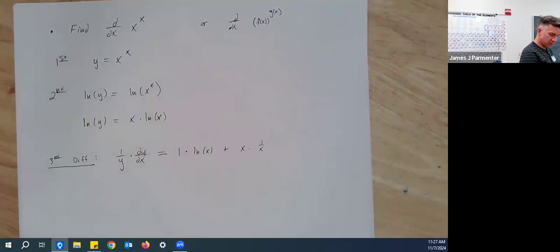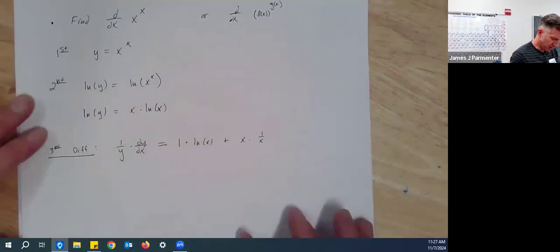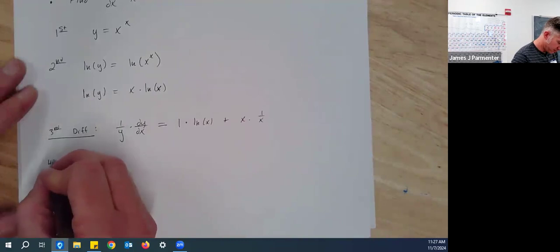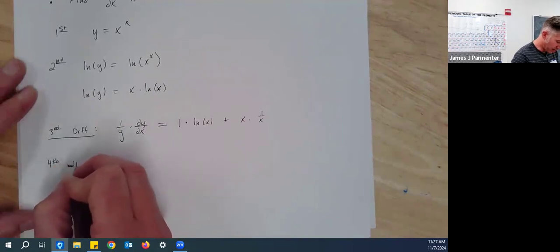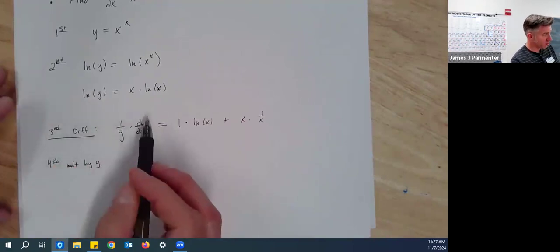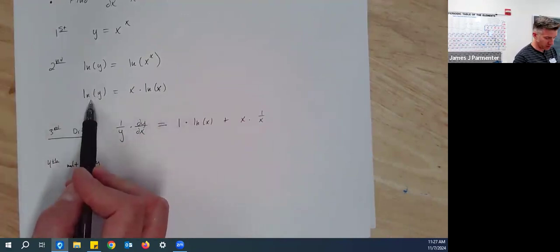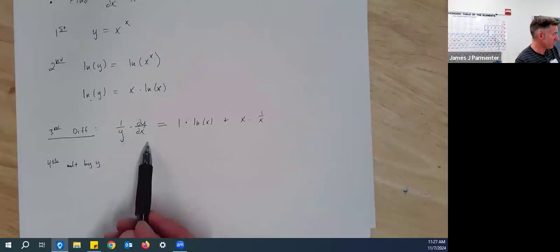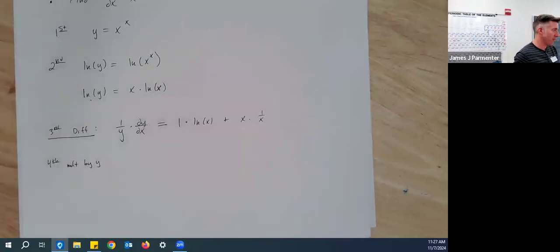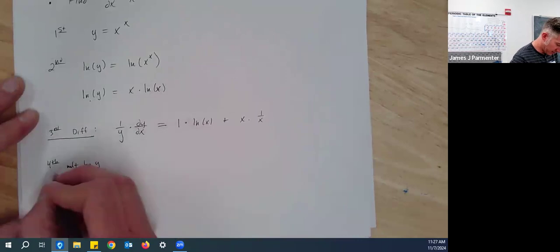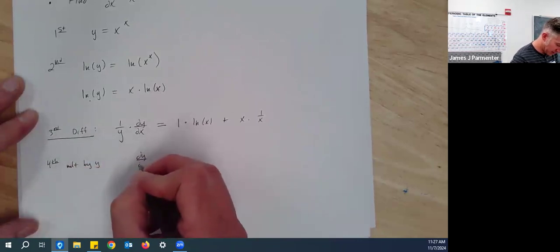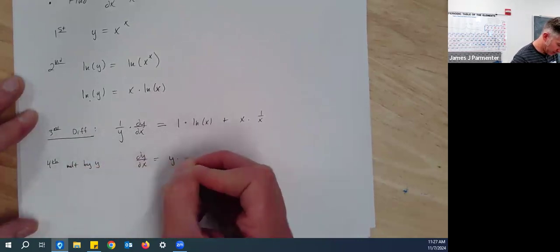Now we're going to solve for dy dx. So multiply both sides by y. And it's always going to be multiplied by y. Because whenever you do this, you're always going to have a natural log of y on the left. And when we take the derivative of both sides, it's always going to be a 1 over y times the derivative equal to that. And so you're always going to multiply by y at this step. So you're going to get dy dx equal to y times all of this.